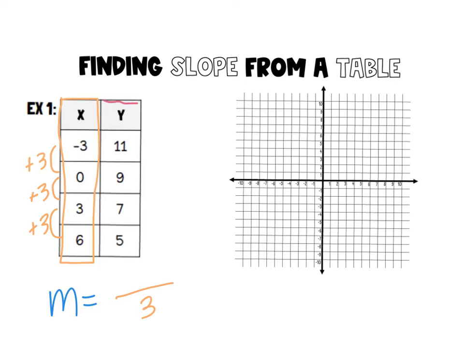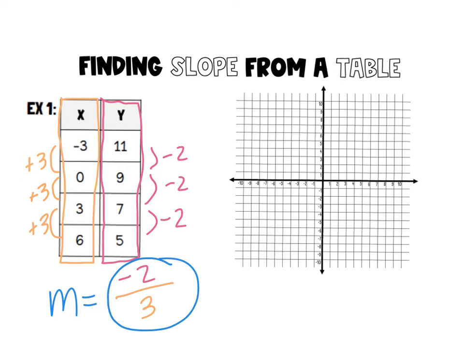All right, so now looking at the Y column, we're trying to find a pattern here. So I'm looking from 11 to 9. We are going down 2, so -2. We're subtracting 2. From 9 to 7, the change is subtract 2. And then from 7 to 5, we're subtracting 2 again. So there's my pattern, or my rate of change for the y's. I'm going to write that in the top of my fraction. So my slope is -2/3.